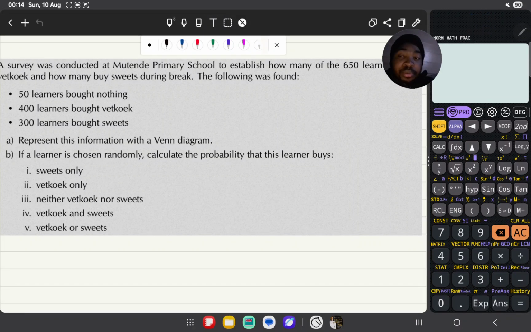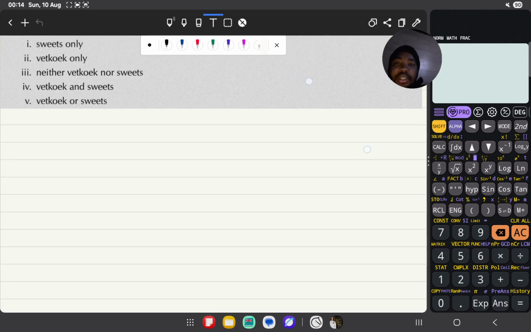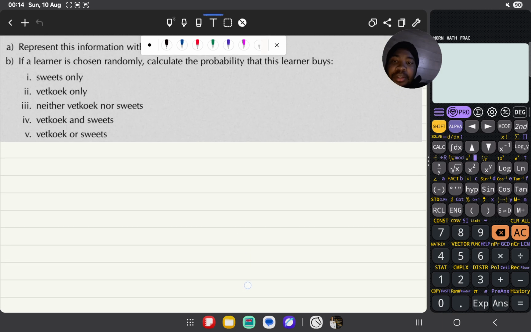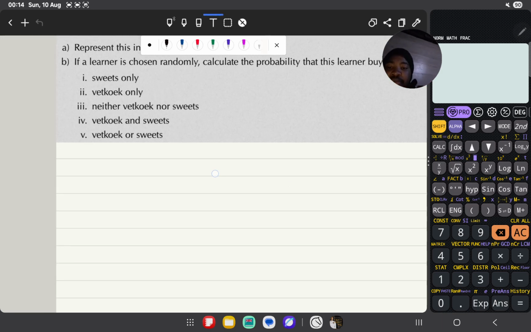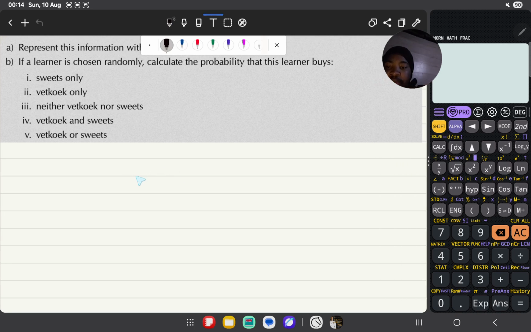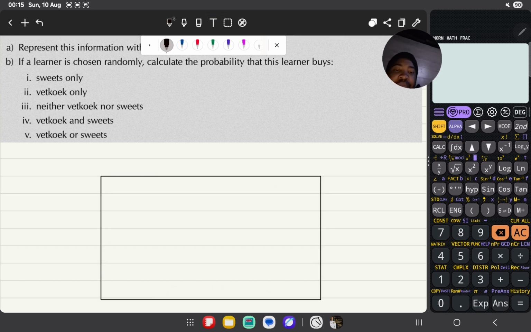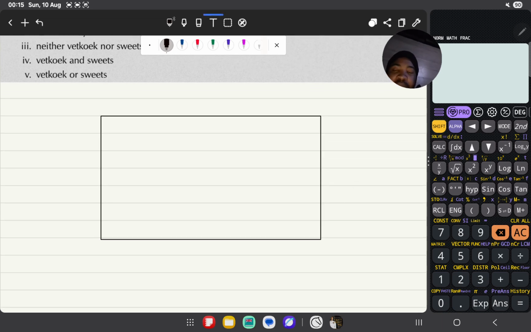So let's continue with Venn diagrams. I just want to say, from the previous video, we did get these few things. Of course, you have your square. I think you can make it any shape. It's a square, rectangle, circle, doesn't matter, but square is the standard. And then you'd have your different events.